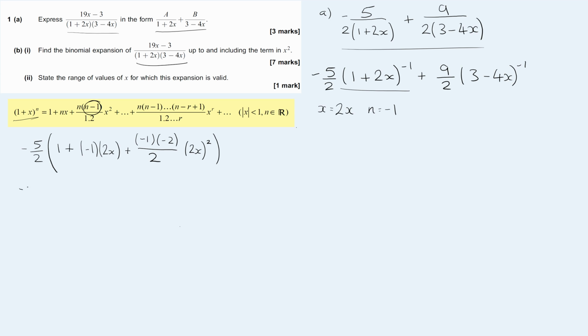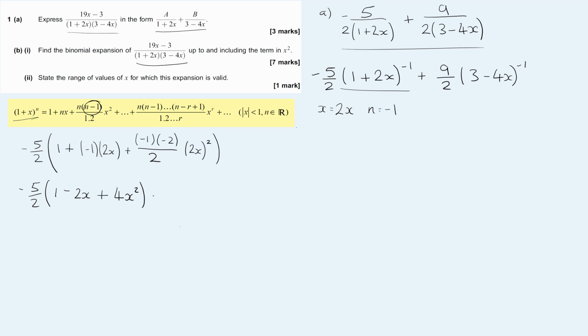So let's just tidy this up a little bit. I'm going to come back to it in a while, but just tidying it up slightly. I've got 2x here. The numerator of this fraction is going to be positive 2, so 2 over 2 is just 1. (2x) squared is plus 4x squared. So that's the expansion of my first term.